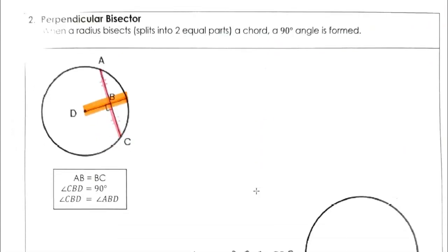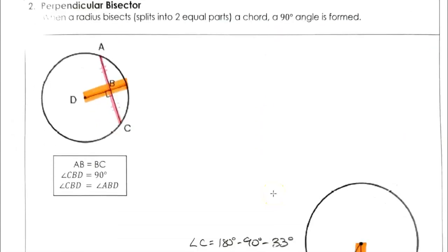Okay, the next property is called the perpendicular bisector. So perpendicular, one more time, means at 90 degrees. So these two lines meet at 90 degrees, and they're going to bisect each other. Bi means two. Sect means cut.